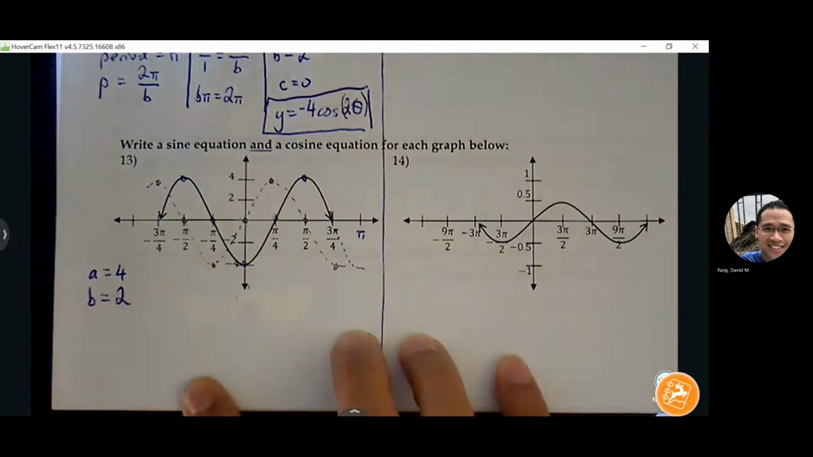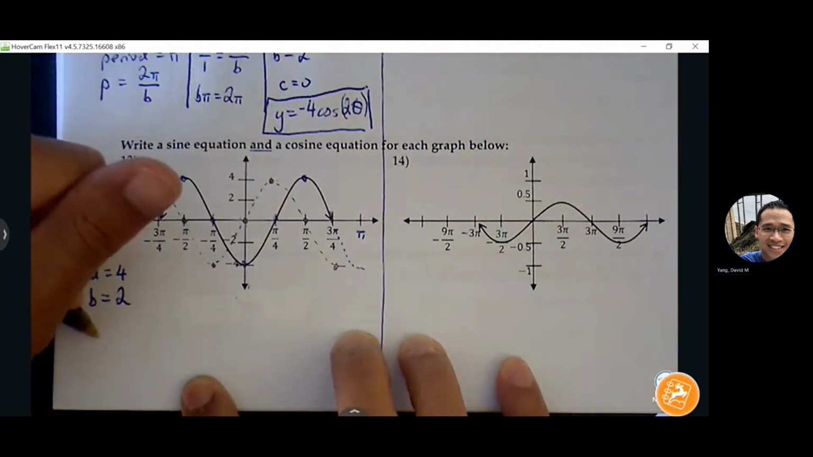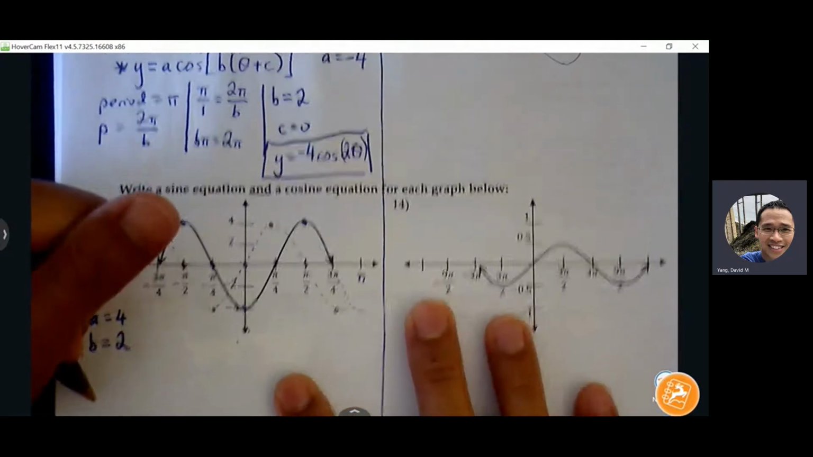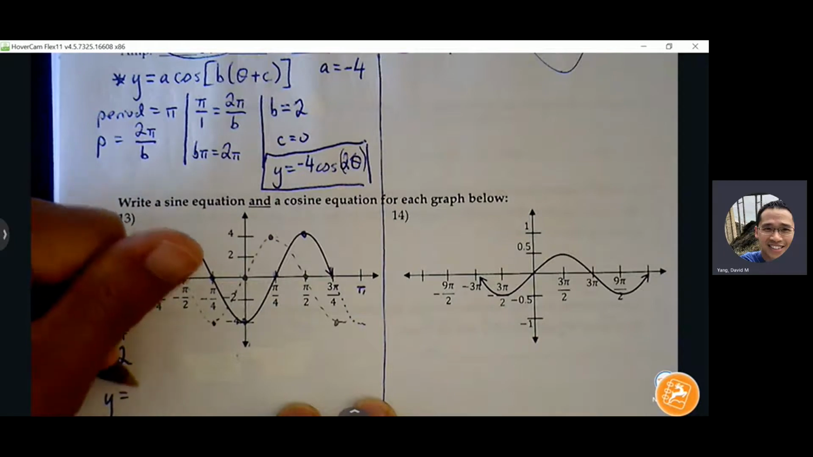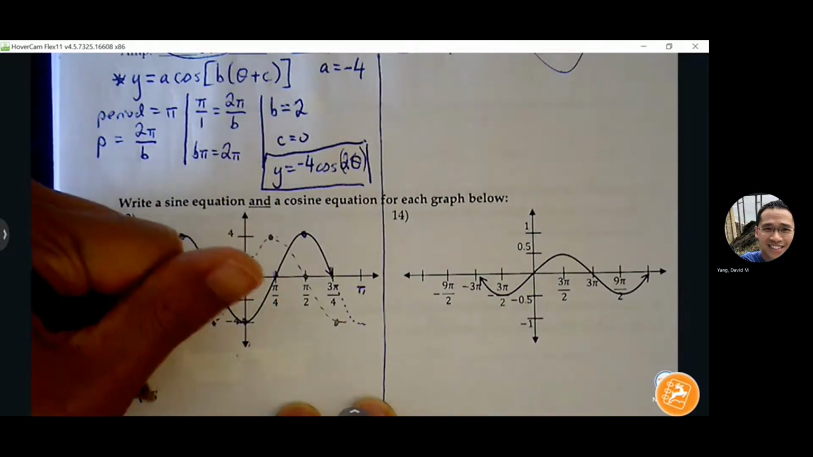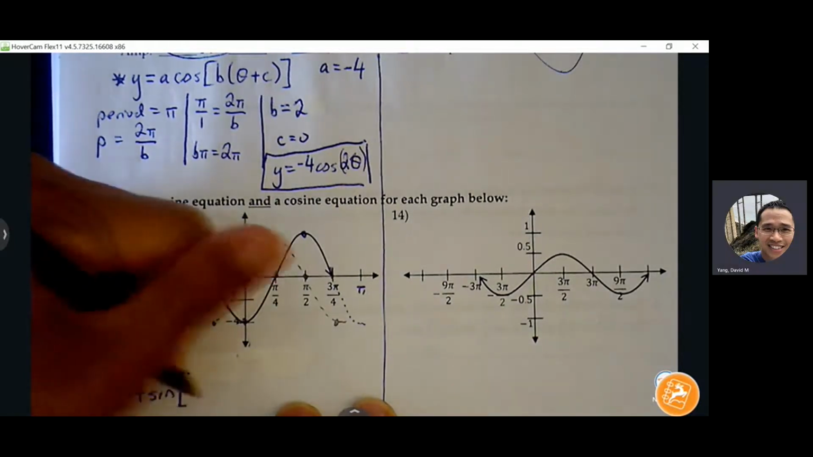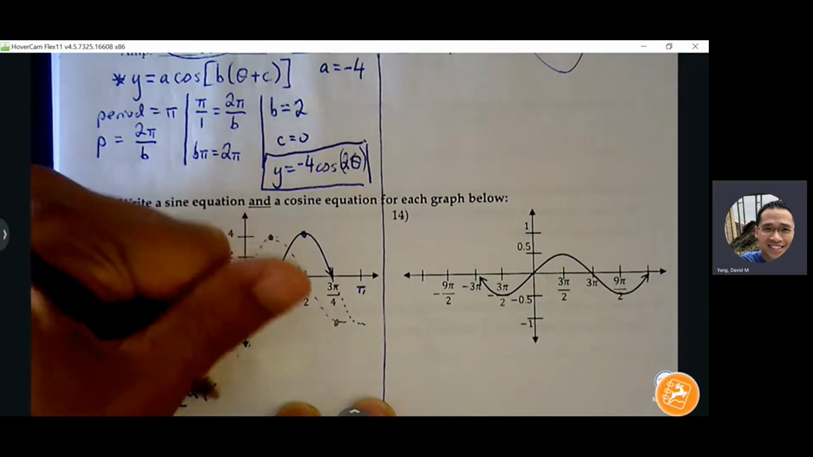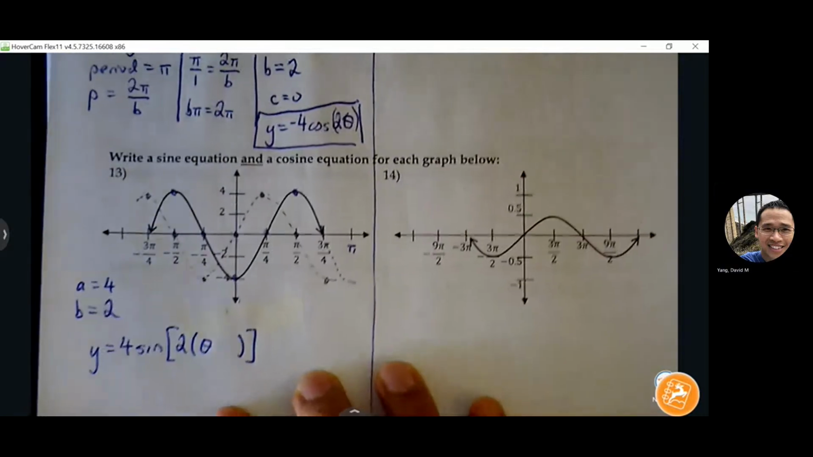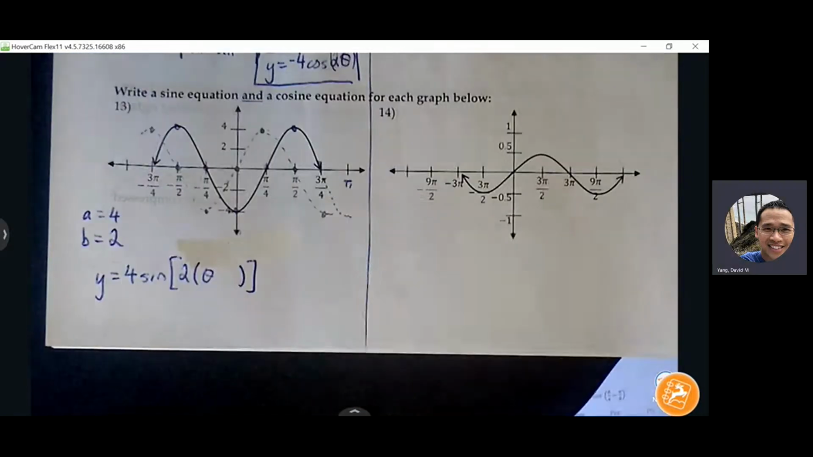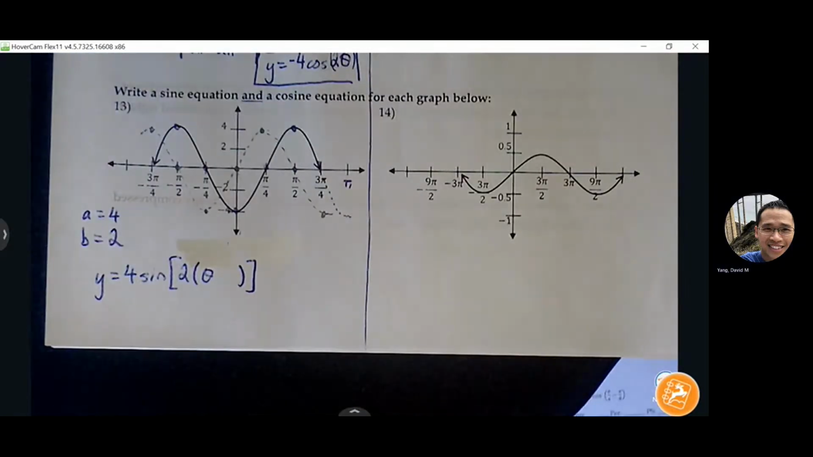Now we'll put everything in place. The only thing left is to do the phase shift, and we can do the phase shift at the end. So y is equal to 4 sine bracket 2 theta. So are we convinced that right now what we have in front of us is the graph of the dotted line?